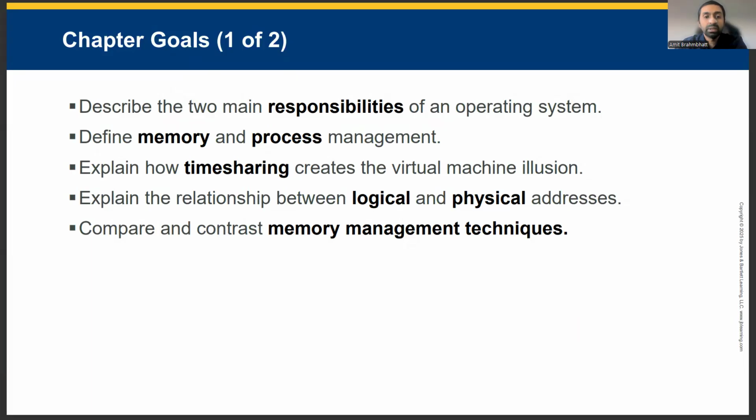Here we outline the first set of goals for this chapter. We begin by examining two core responsibilities of an operating system: managing resources and providing a user interface. We'll explore memory and process management, two areas crucial for efficient computing. You'll also learn how time sharing allows multiple users or programs to feel like they each have their own machine, even though they are sharing hardware. Finally, we'll discuss the difference between logical and physical addresses, as well as compare various memory management techniques used in modern OS design.